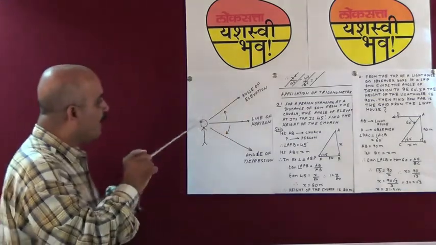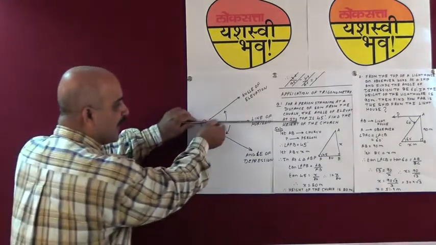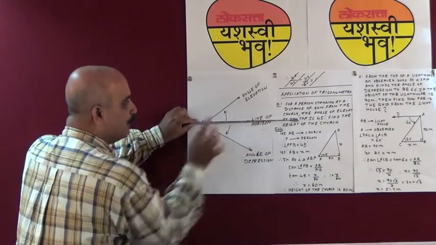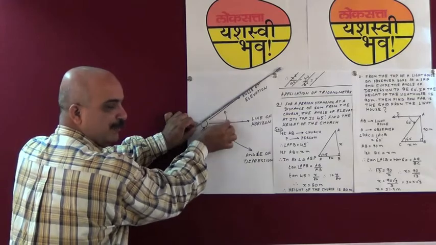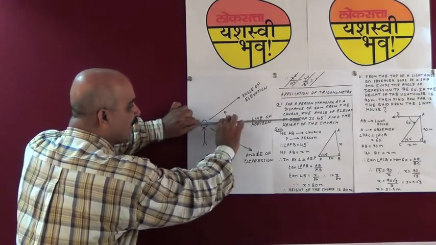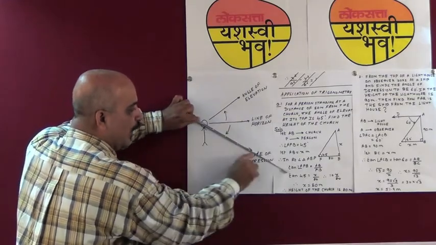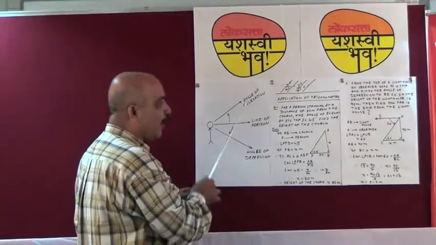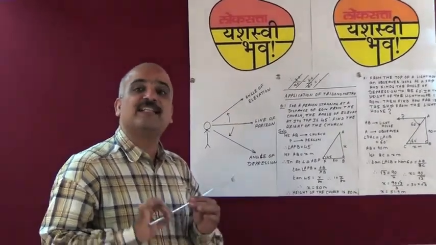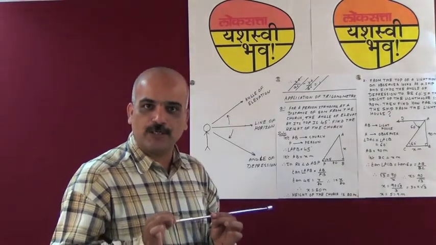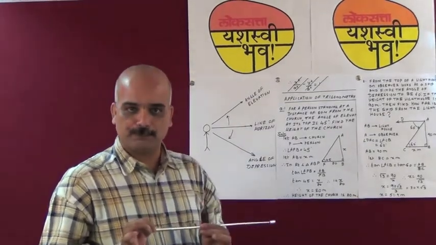Same way here, when I repeat again, this is the line of horizon for this person. When you see up, this becomes the angle of elevation. Same way, when you see down, this becomes the angle of depression. Now, first of all, when you read this type of sum, always see whether the sum is based on angle of elevation or angle of depression.